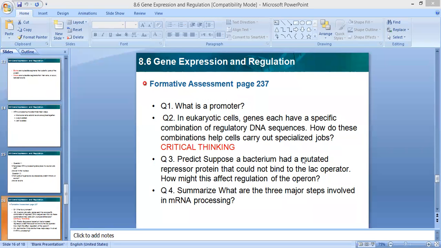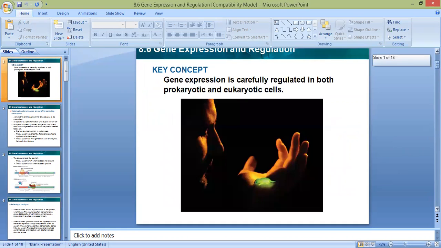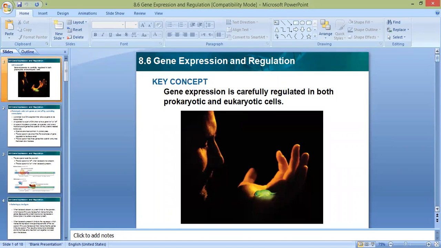Hello guys, today we started reviewing section 3 in chapter 8, which is talking about gene expression and regulation. We said that gene expression happens during the transcription process, where the genes on the DNA, or the instructions of the DNA, are converted to a strand of mRNA.